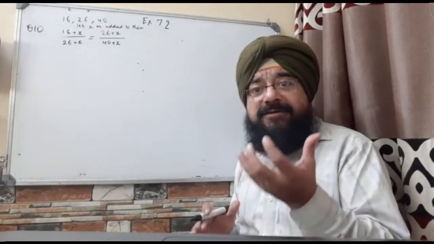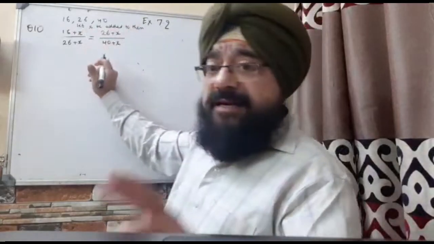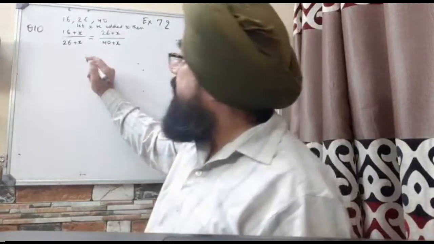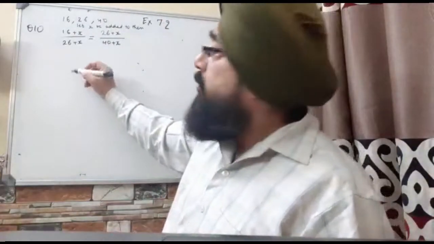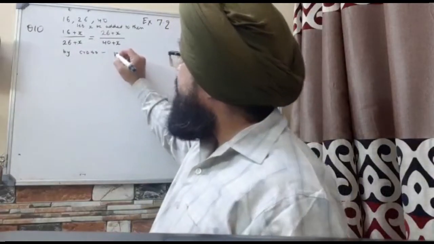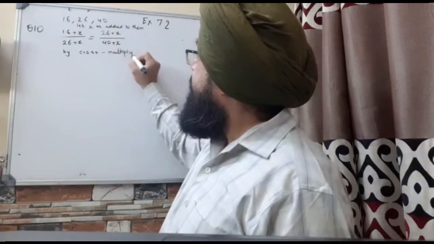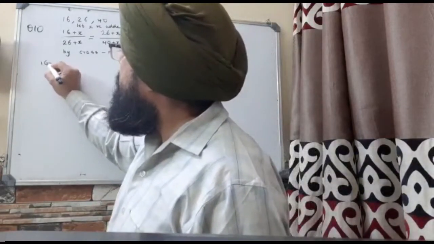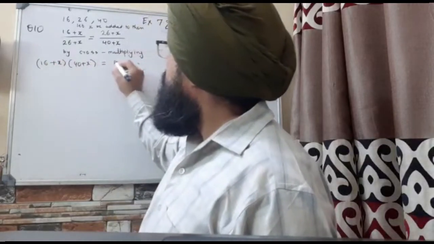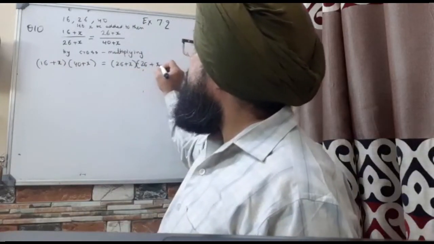Now see, though this is a question given in continued proportion, that is ratio proportion, this becomes a question of quadratic equations. If you cross multiply, that is again a property of ratio proportion applied here, by alternando, that is by cross multiplying. Because right now you have not learned alternando, so I am saying by cross multiplying. Very soon I will be saying by alternando. By cross multiplying, what do we get? We get 16 plus x into 40 plus x is equal to 26 plus x into 26 plus x.